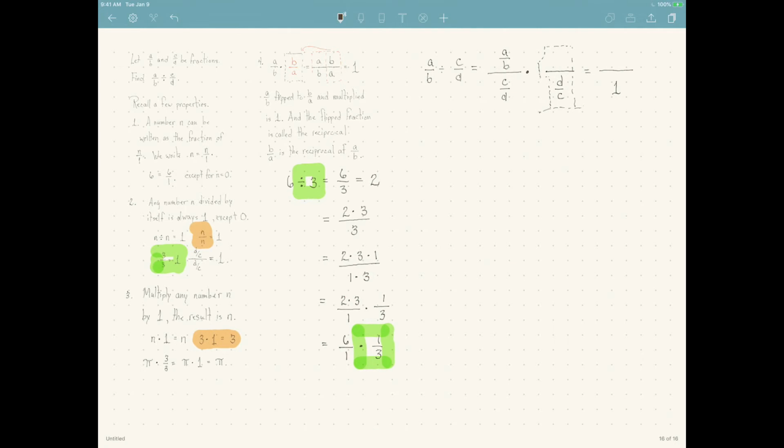And that's what we said right here. Using that, to make this a 1, the numerator also needs to be multiplied by D over C. And when we multiply this together, we have the fraction A over B times the fraction D over C. And in fact, that is our answer. We would say that A over B divided by C over D is the same as A over B times D over C.